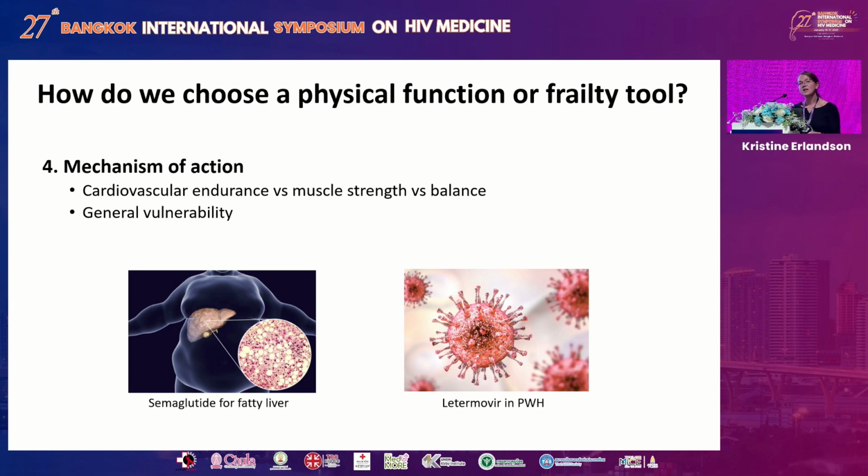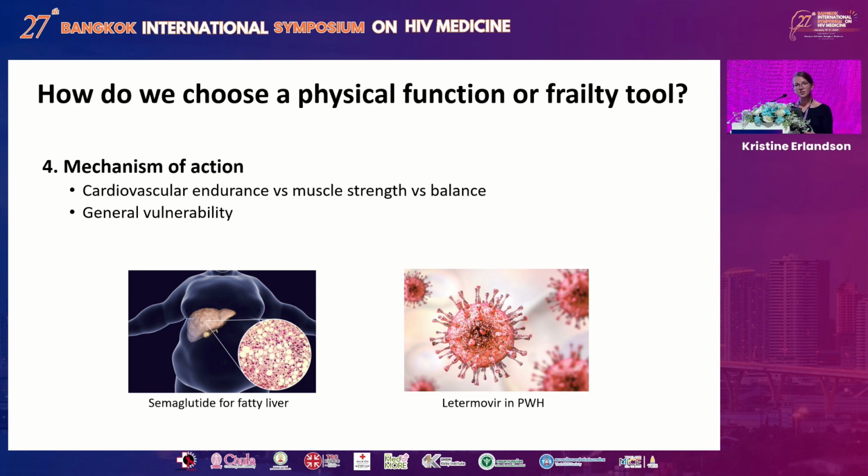And then the other thing we can think about is the mechanism of action. So what do we expect our intervention to do? Do we expect it to work on cardiovascular endurance? Do we expect it to work directly on the muscle or how someone's balancing, or to impact their general vulnerability as we might with frailty? Just a couple examples of how we might think of this.